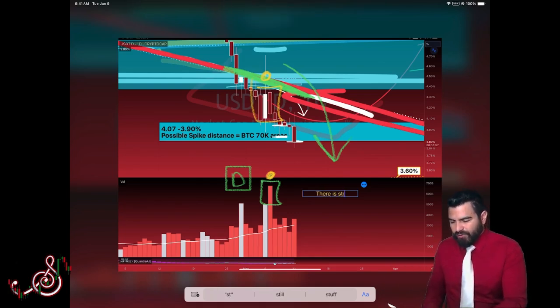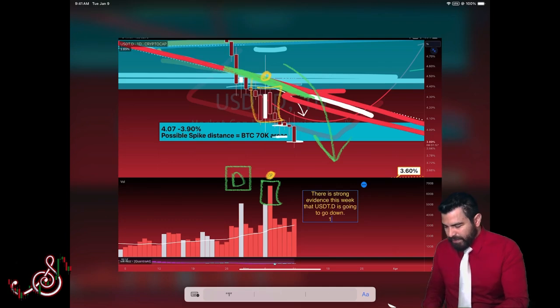There is strong evidence this week that USDT.D is going to go down. Number one, price on the sickness side of the downtrend.